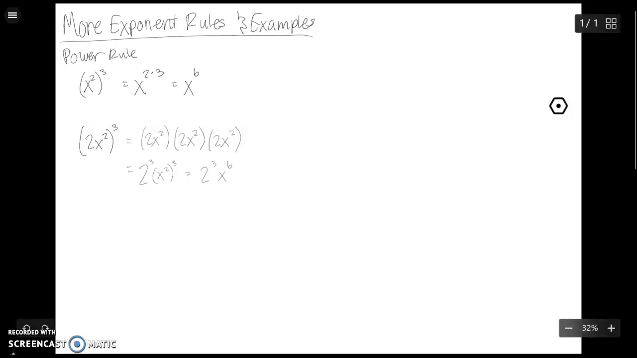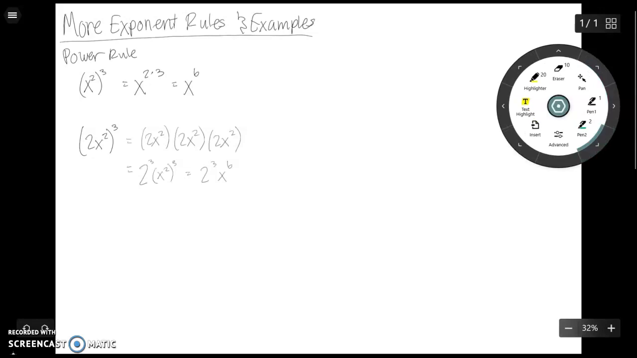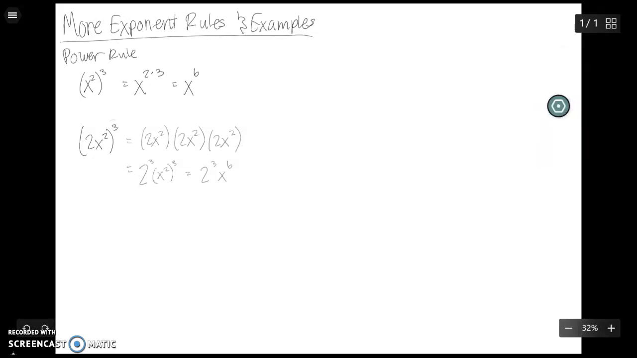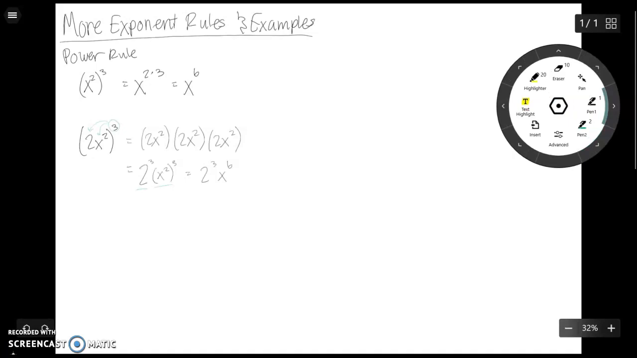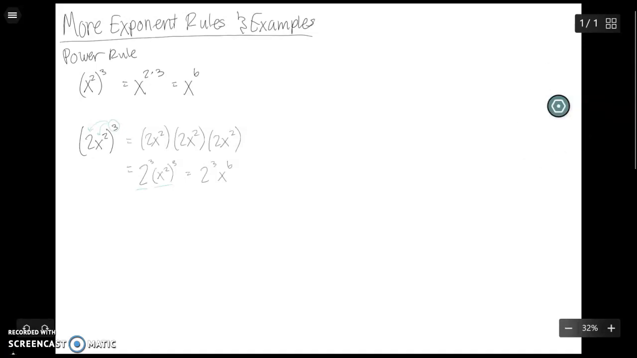So an important thing to notice here, let me change colors so we can see it a little bit better, is that I basically took this exponent and I distributed it to every term inside. So the 2 was cubed and then the x squared was cubed. And that's how you always want to handle products like this. When a product like 2x squared is raised to an exponent, you have to make sure that every term inside of your parentheses gets that exponent.